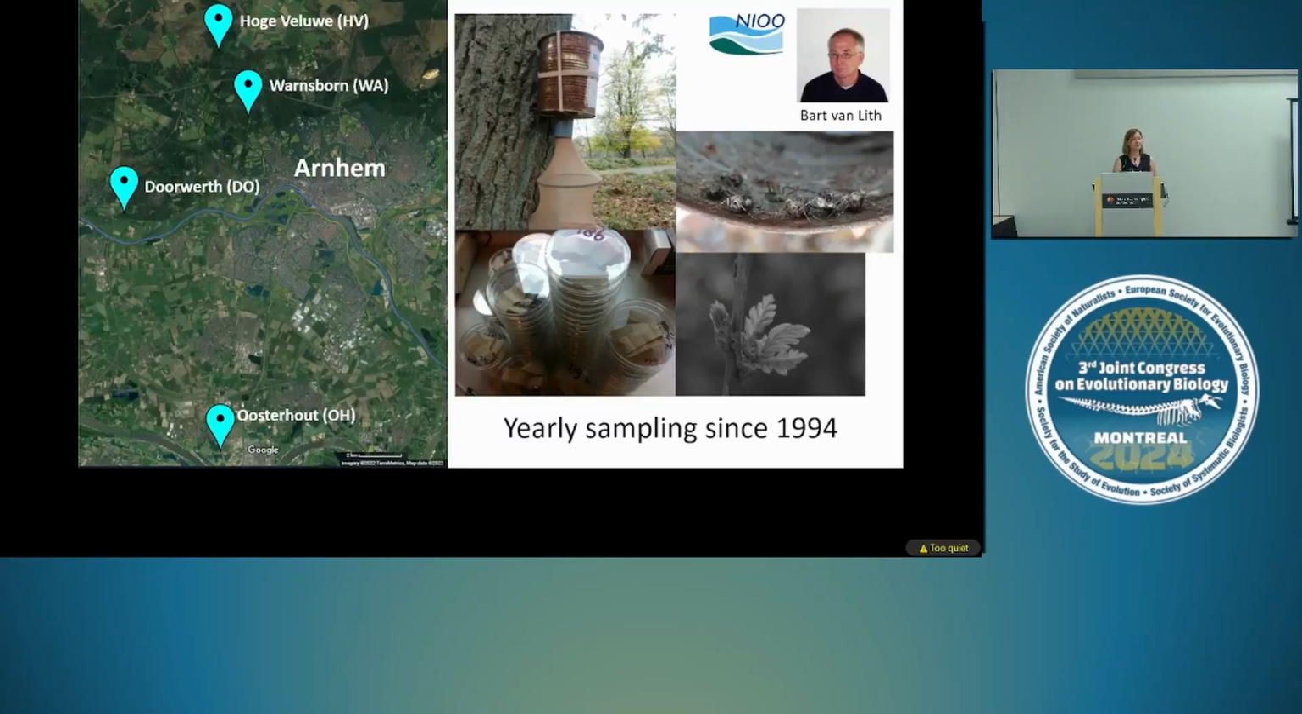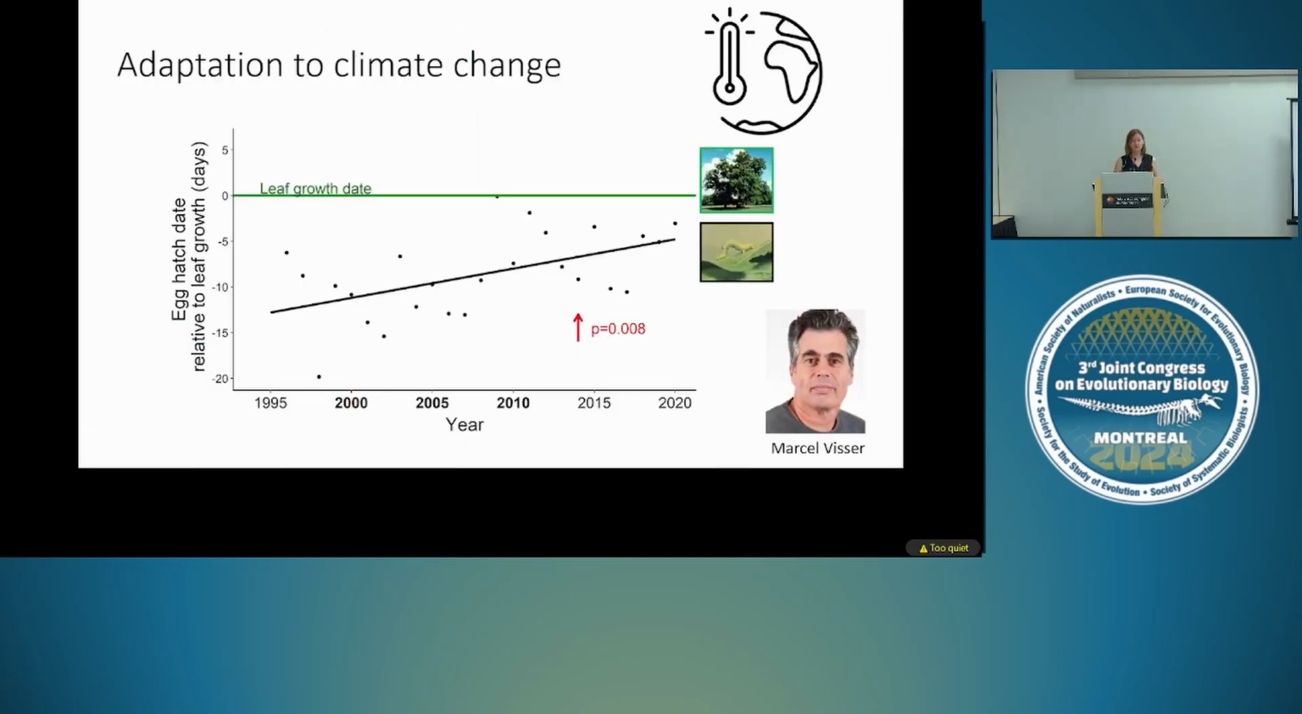We were very lucky with the winter moth to have nice long-term data available for 4 different populations, which you see here on the map. They're all in the Netherlands. There's been yearly sampling since 1994 where we collect winter moths, but we also measure the selection strength in the field, so the amount of mistiming between winter moth egg hatching and the oak budburst. And from that data, we know that the winter moth has been adapting to climate change.